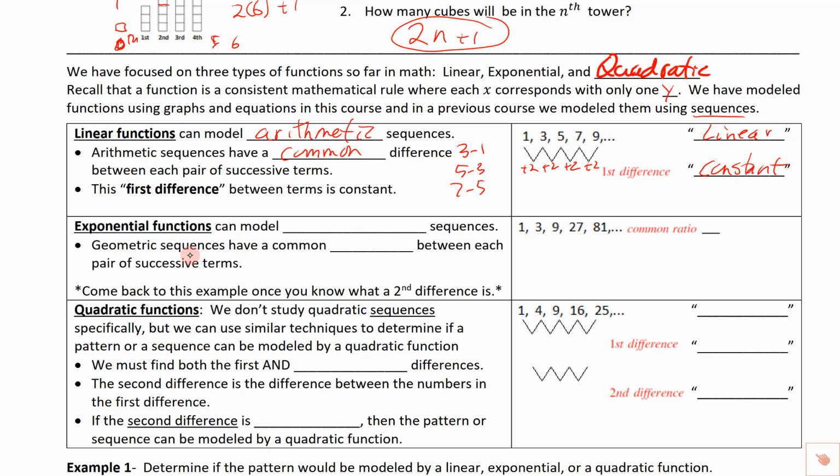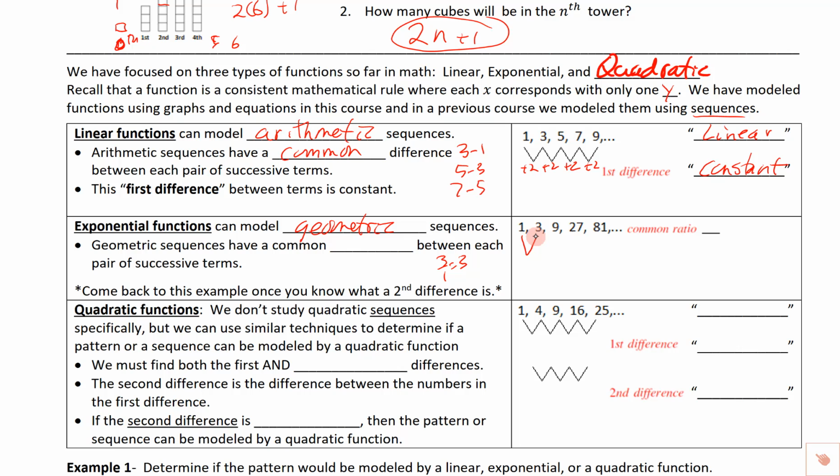Now we'll take a look at exponential functions. Exponential functions are a little bit weird. They can actually model what we call geometric sequences. And geometric sequences are different. We don't add or subtract. We don't have a common difference to get from one to the next. We have what we call a common ratio. So the common ratio we'd get would be by taking any term and not subtracting the one before it, but dividing it. So we would do 3 divided by 1, and we'd end up with a 3.